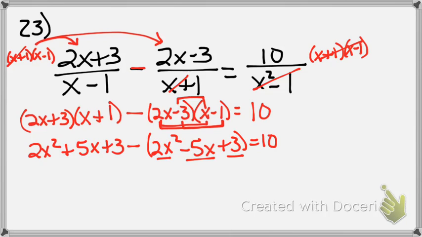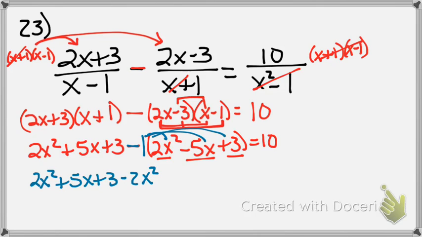Okay, here's another common mistake people will make, is that they forget that a negative here is like having a negative 1 multiplied, and they have to distribute that to all the terms. Okay, so let's go to the next step. I have 2x squared plus 5x plus 3 minus 2x squared plus 5x minus 3 equals 10. Now I'll collect like terms. The 2x squared subtract out. I have 10x. The 3's subtract out equals 10.